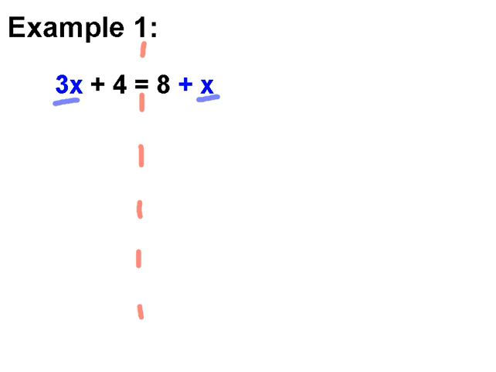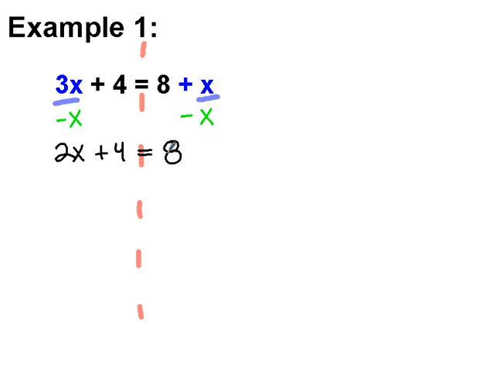And a way that we could do that and show that is, since the variable on the right is being added, we'd want to do the inverse operation and subtract x from the right-hand side. And to keep it balanced, we'd subtract x from the left-hand side. So now I rewrite my equation: 2x plus 4 equals 8.